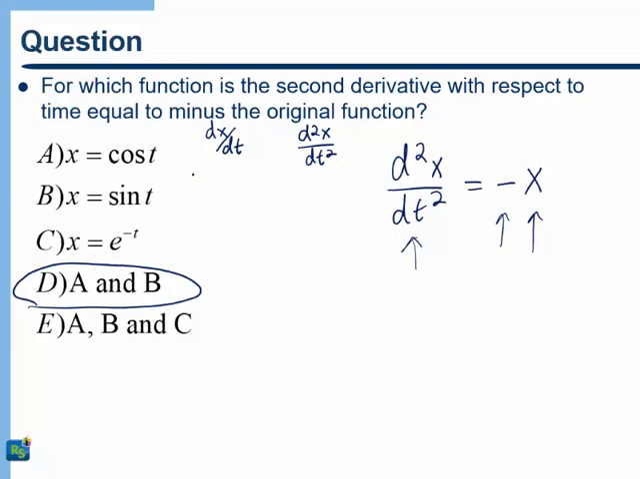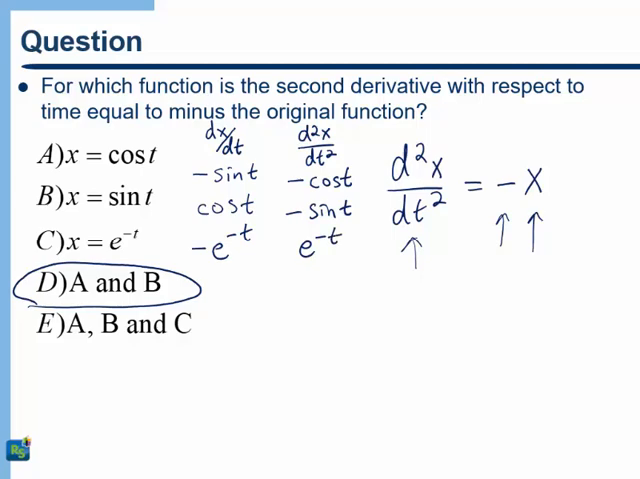So the derivative of cosine is negative sine. The derivative of sine is cosine. The derivative of e to the minus t is minus e to the minus t. Let's now do the second derivative. So the derivative of minus sine is negative cosine t. The derivative of cosine is negative sine t. And the derivative of negative e to the negative t is e to the negative t.